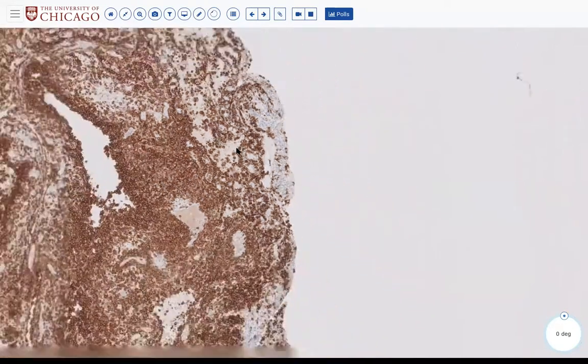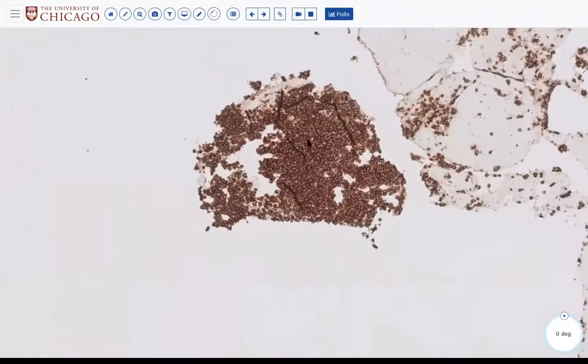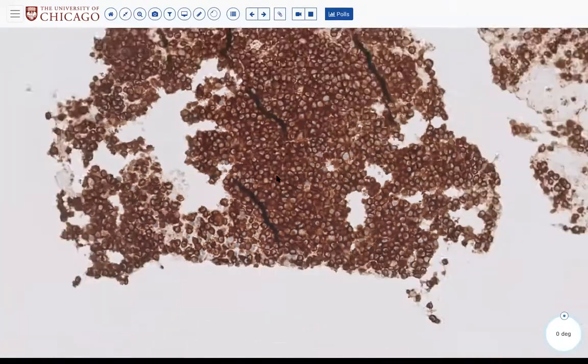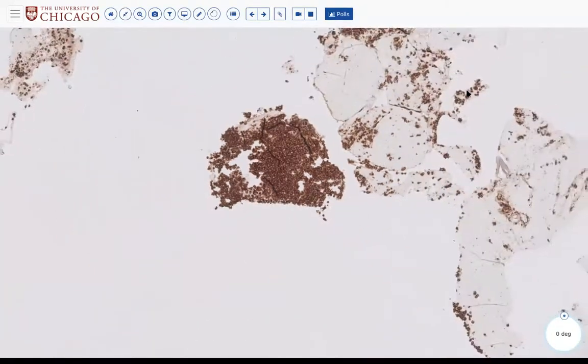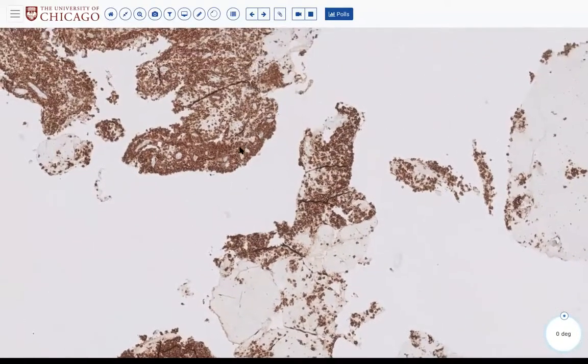Sometimes, now this is pretty dense. I was going to try to see if there was any accentuation, maybe. All right, so that's your CD1A. Excellent. What else do these tumors have genetically?